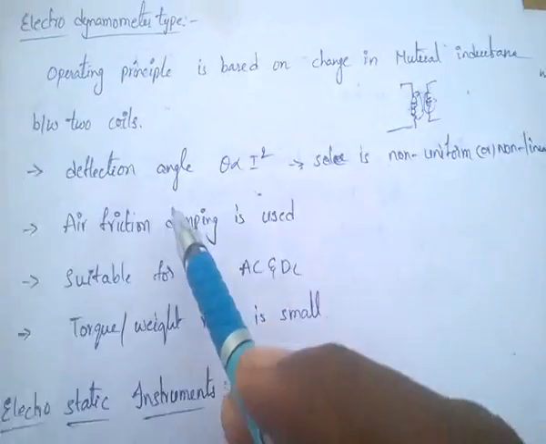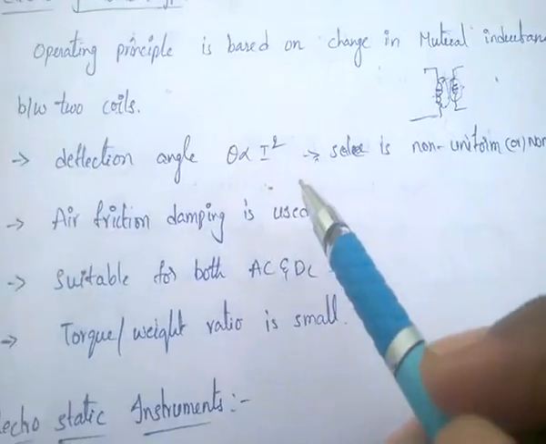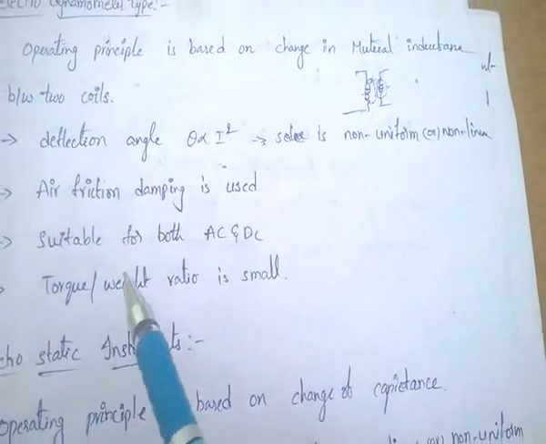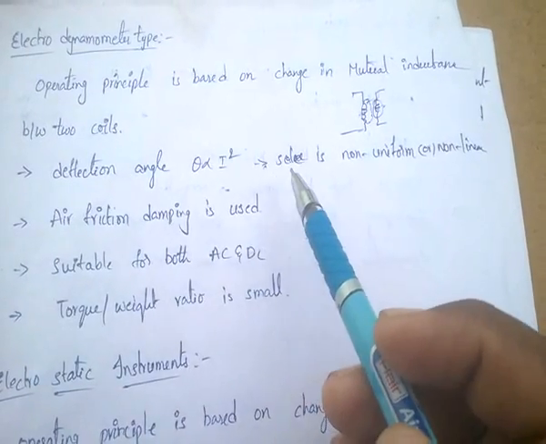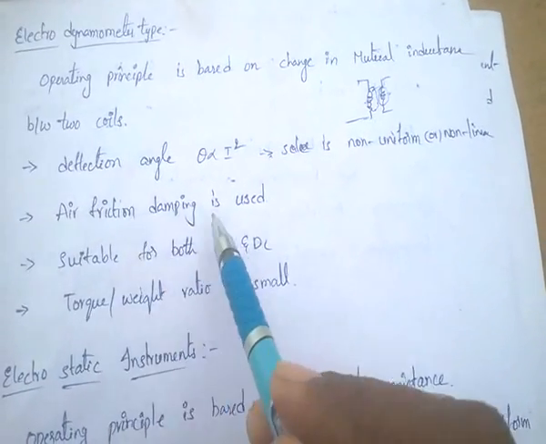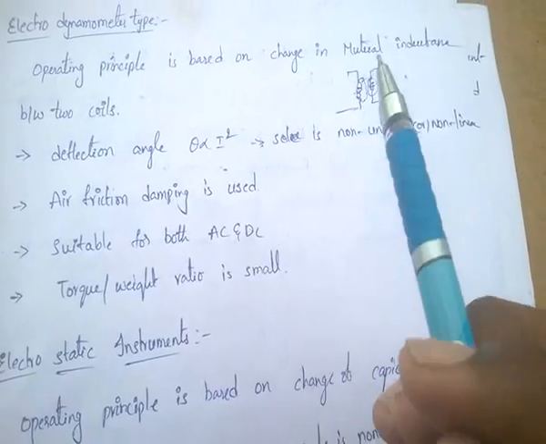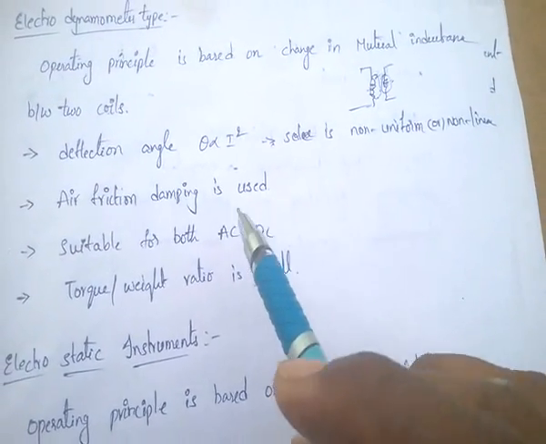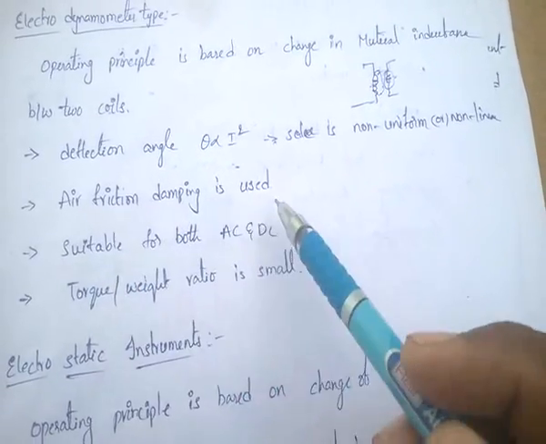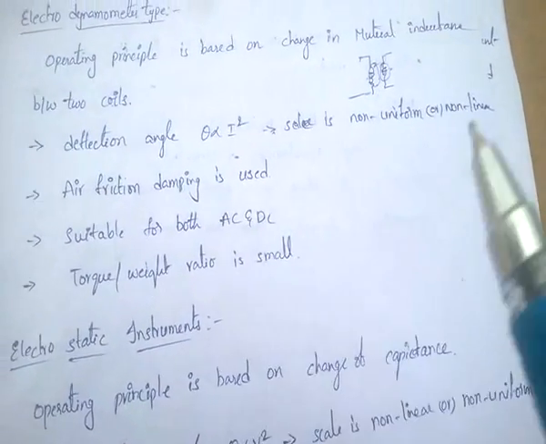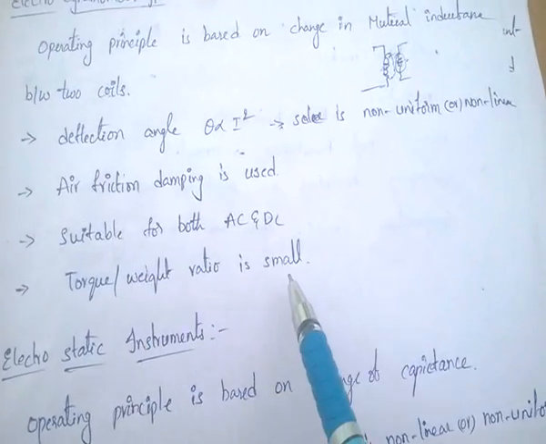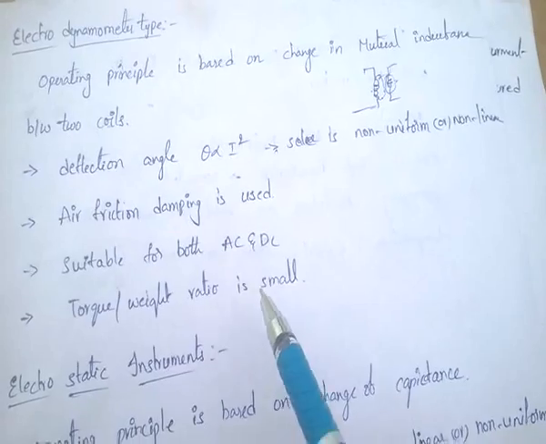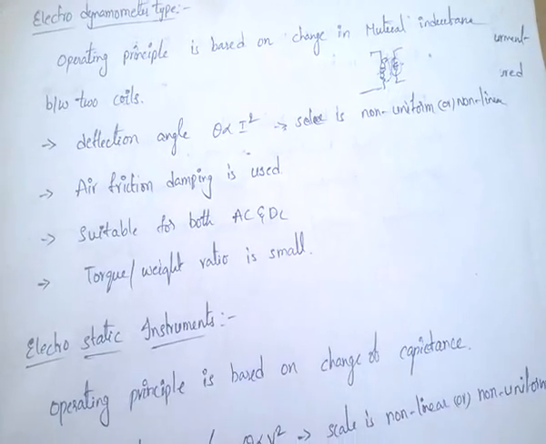For this dynamometer type, the deflection angle theta is proportional to I square. So the scale is non-uniform or non-linear, same as that of MI type. Here also air friction damping is used. For PMMC, eddy current damping; for MI type, air friction; and electrodynamometer type also air friction. It is also suitable for both AC and DC. Here the torque by weight ratio is very small in the electrodynamometer type. In the PMMC type, the torque by weight ratio is very high.